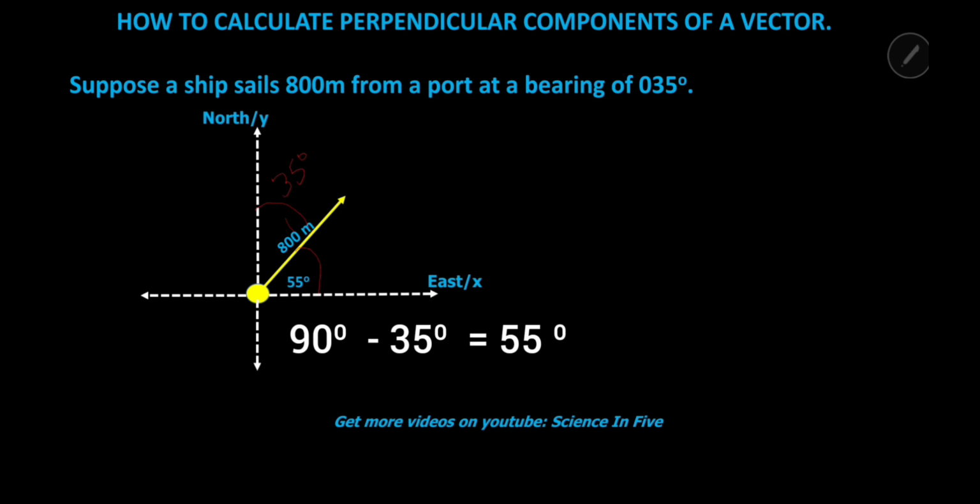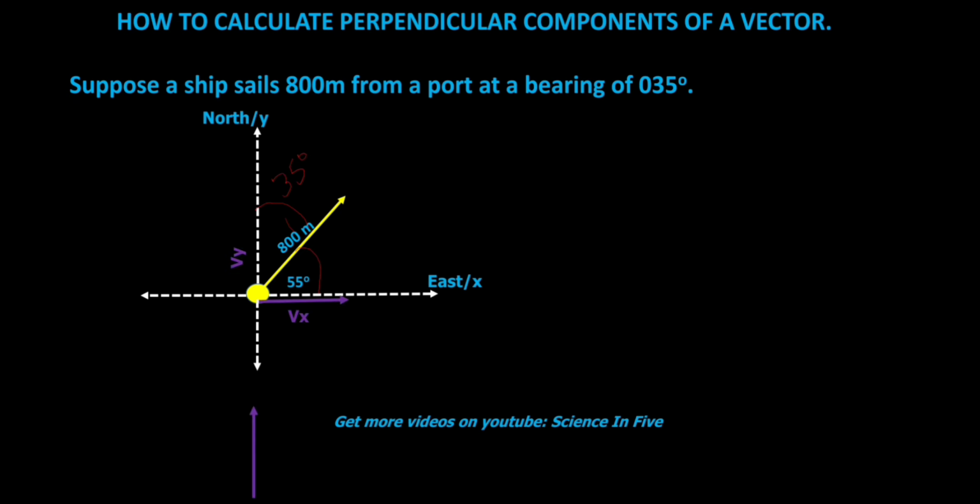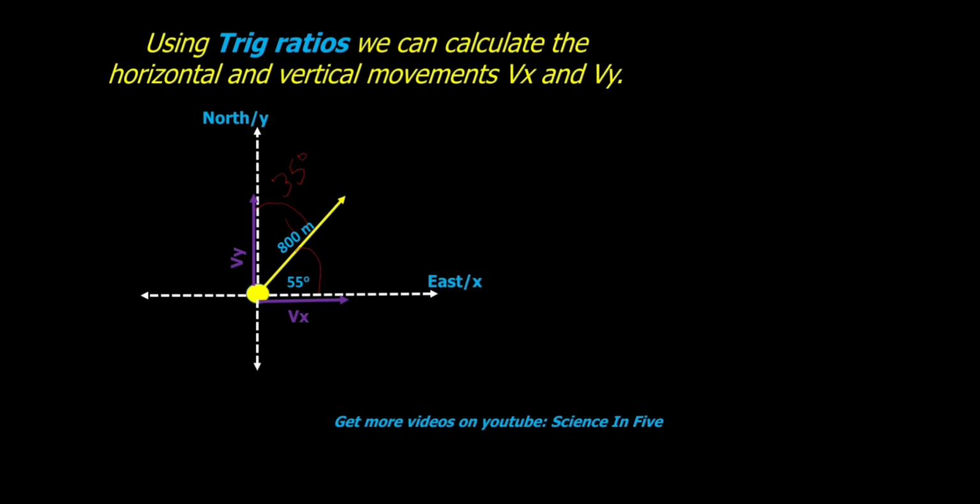Okay. How are we going to calculate the perpendicular components? Well, we know where the perpendicular components are going to be, Vx and Vy. So what we need to do is make a right-angled triangle so we can use the trig ratios to calculate Vx and Vy. Okay, so there's a right angle triangle. We can see where Vx and Vy is. We can now use the trig ratios. Where is the opposite side? Well, this side is also Vy. This side is also Vx.